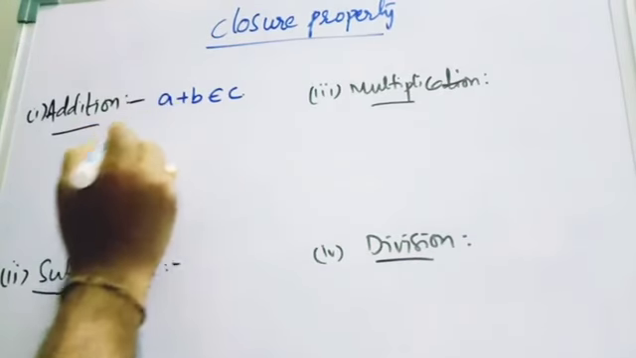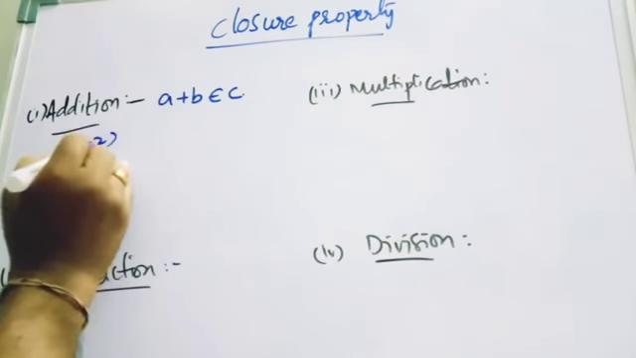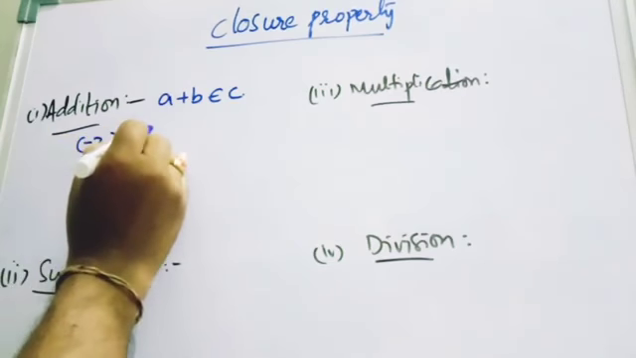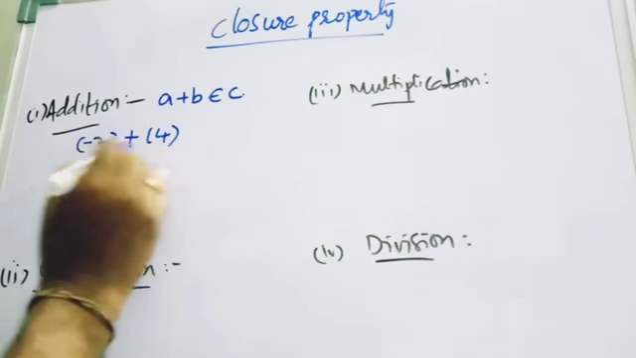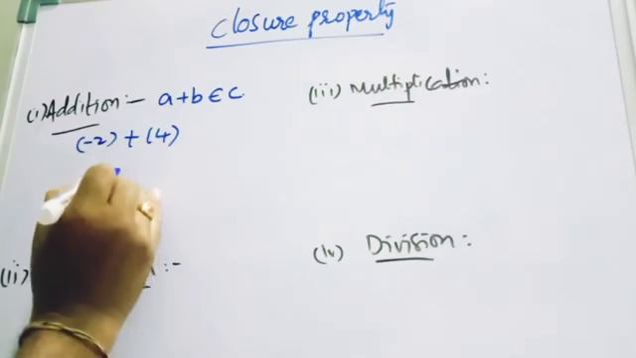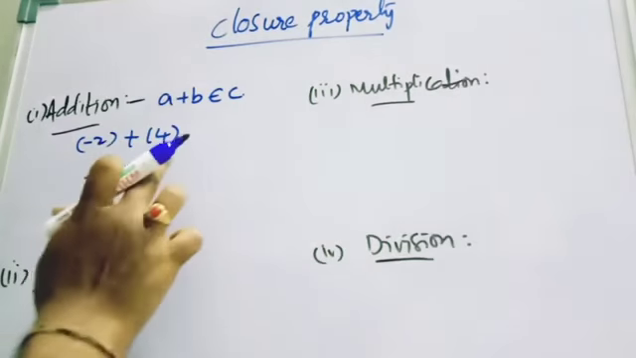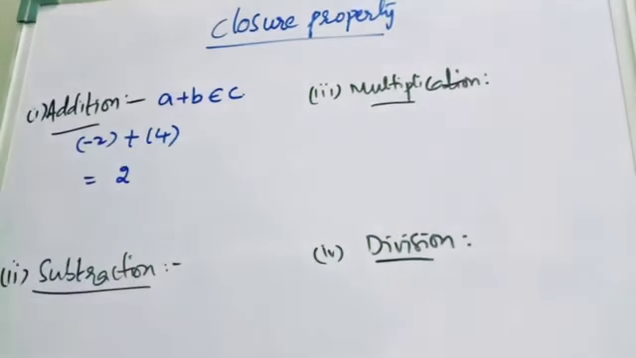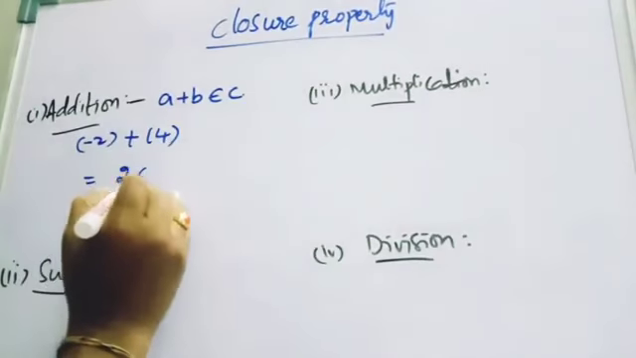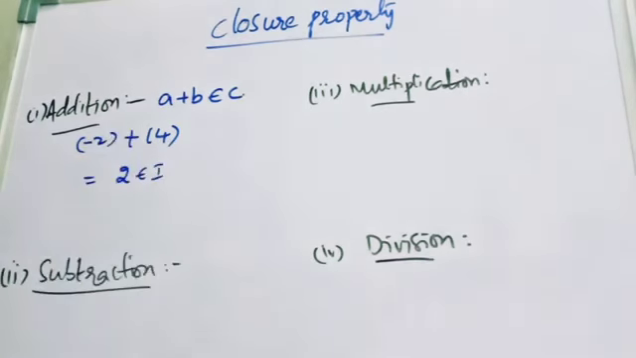For example, if I take a equal to -2 plus 4, which is an integer, the sum of these two integers is 2. With one positive and one negative, do the subtraction and keep the bigger number's sign. So 2 is also an integer. From this example we can say that integers are closed under addition.